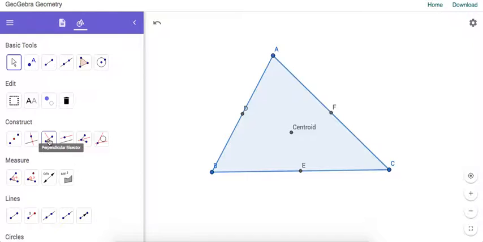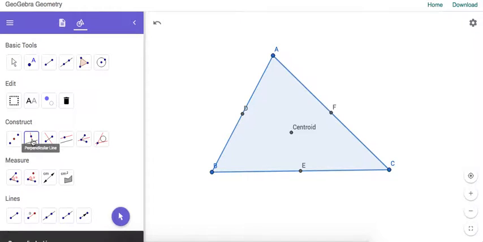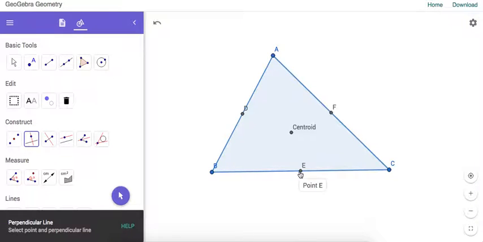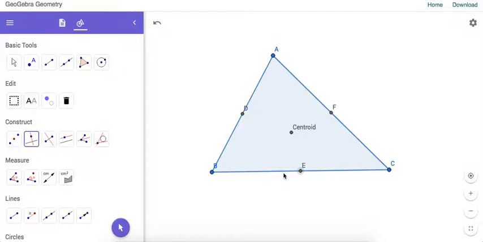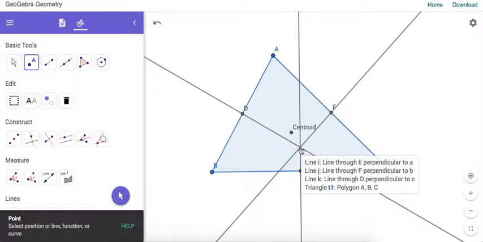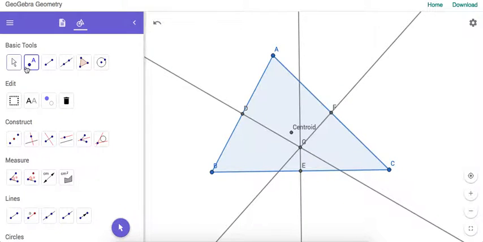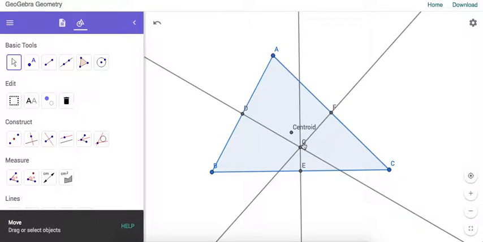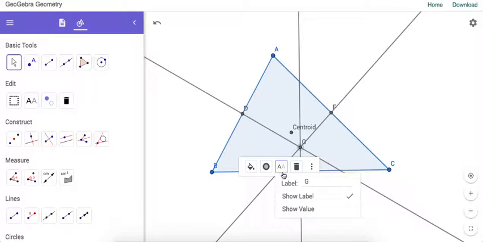Alright, next I'm going to create the perpendicular line through these, so our perpendicular bisector. So I select my point and my line, there's the perpendicular bisector, there's the perpendicular bisector, there's the perpendicular bisector. They also have the point of concurrency. And this is called our circumcenter.